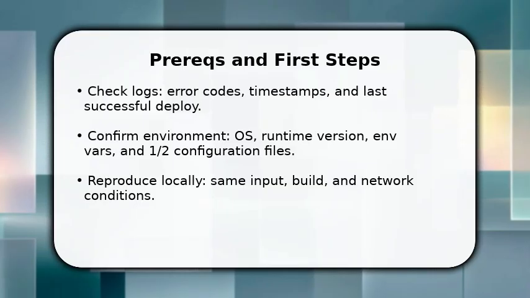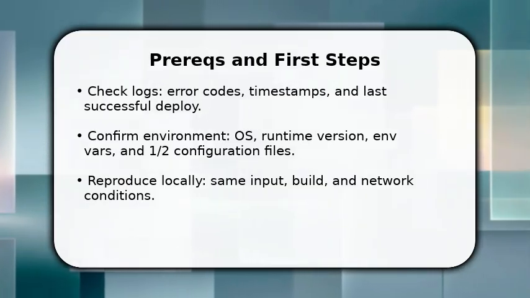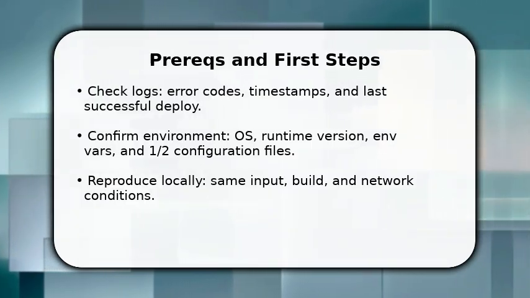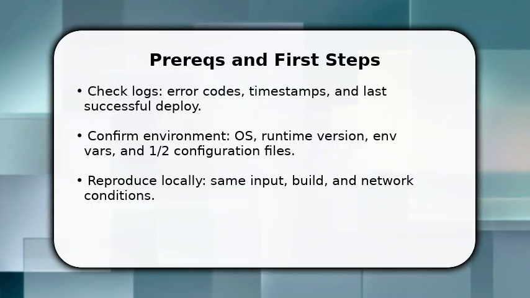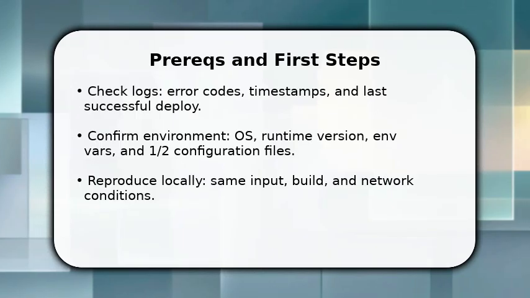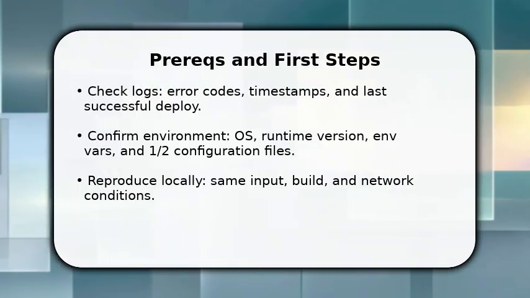You start by gathering the minimum essentials so you can act immediately. Look at the recent logs and note error codes and timestamps. This tells you where to focus. Make sure the runtime and environment variables match production and open the exact config files that affect the failing feature.